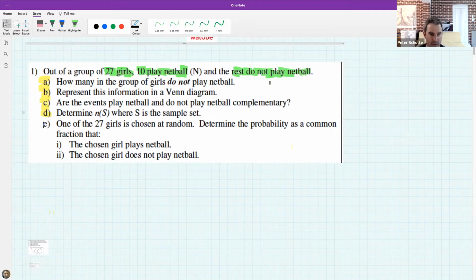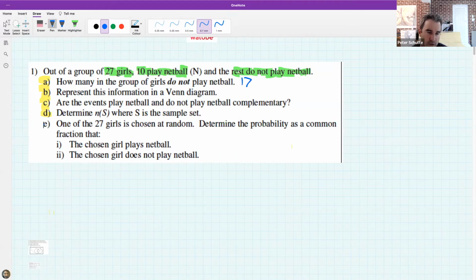And if you have the time, you can always put your answer for A in the chat if you feel confident. B is hard to put in the chat because it's a diagram, but C and D you can also put in the chat. Okay, so I see lots of people are saying 17, and I agree the answer for A is 17.